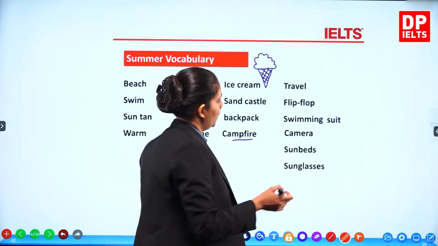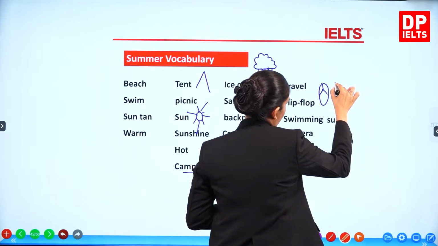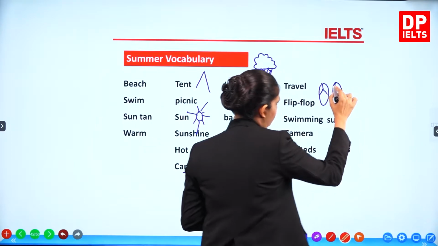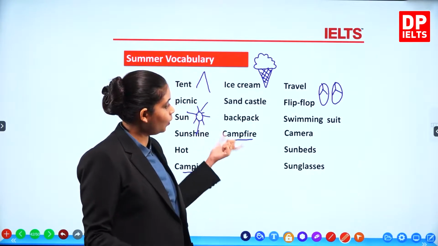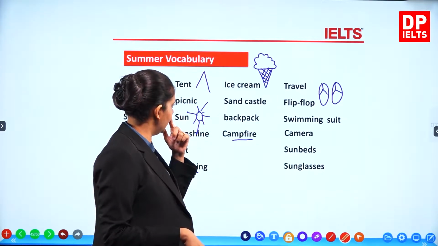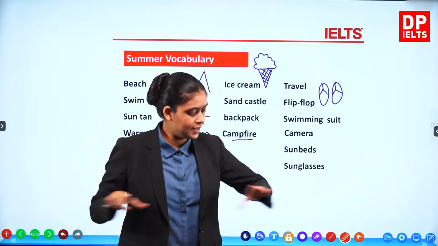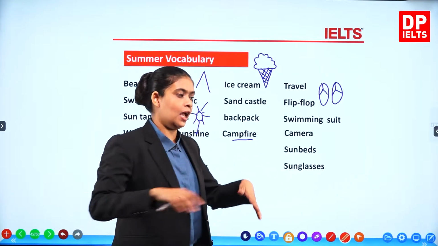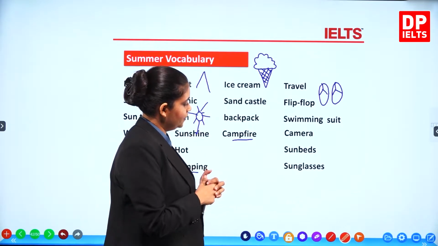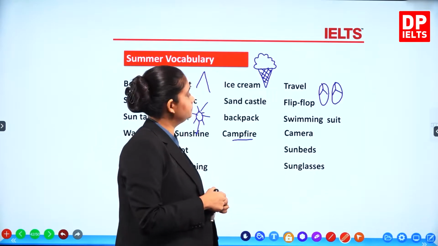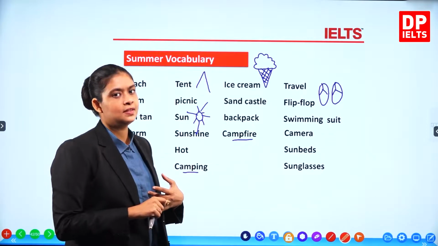You could use flip-flops. Flip-flops are a type of footwear. So, it's like this. You can just flip it to your leg. Okay, so flip-flops. Swimming suit. What you wear when you get into the swimming pool or the sea, right? Camera is something that you use to take pictures. Sun beds are like long chairs, but they look like beds. And there you can nicely sit like this and sunbathe to become suntan, okay? Then you have your sunglasses. So these are some of the words you could use to talk about summer.